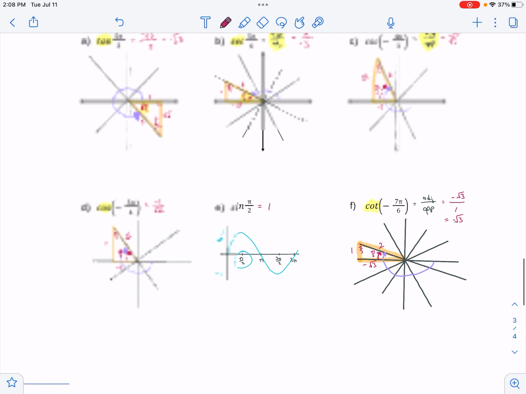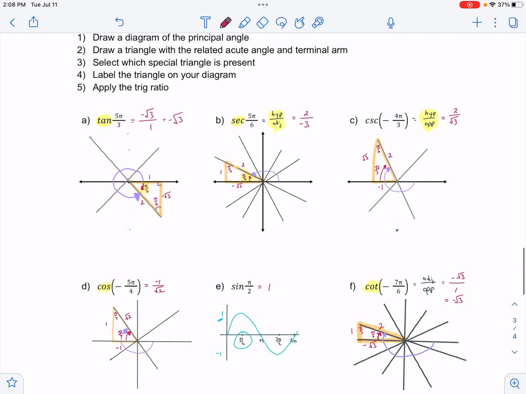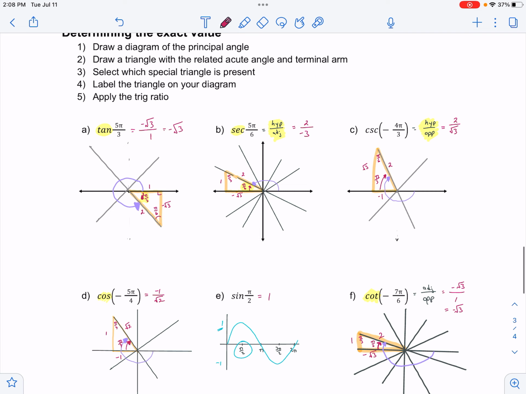Hopefully you sort of got the gist for how we were sketching all of these. We have a lot of different things going on. It's a lot of repeated algorithm, a lot of repeated steps, and at the end of the day, you are getting the exact value of the trig function, which is what we're going to be building on for the next couple of lessons.